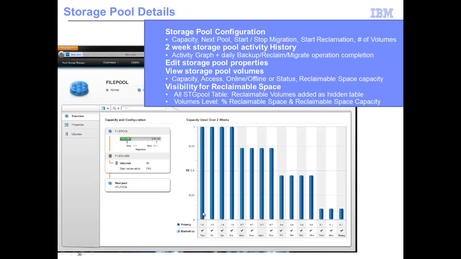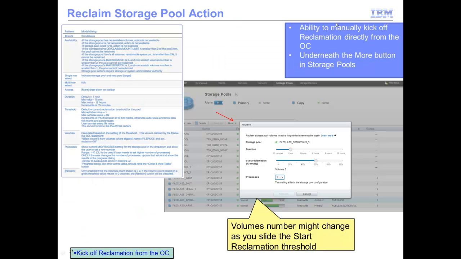This will give you, for instance, the capacity used over the last 2 weeks, as well as who the next storage pool is if there is a hierarchy set up. And you can even go down here and click on volumes if you want to see which volumes are part of that storage pool. If you want to kick off reclamation for a storage pool, you can select that storage pool and then click on More, and then you will be able to actually issue a reclamation against that.